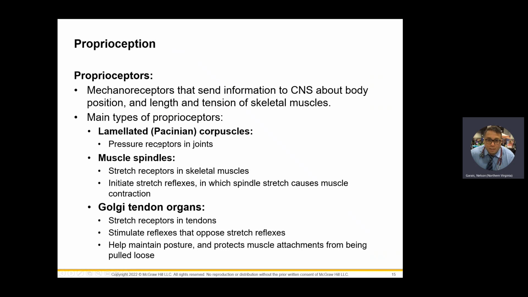Proprioceptors, we already talked about Pacini and Meissner's corpuscles. Let's talk about the Golgi tendon organ. Those are the strut receptors in your tendons. So right before you move, your tendons start feeling some tension, a little bit stretched, because you're about to move, you're about to go somewhere. And that will stimulate reflexes that help you move and help maintain posture.